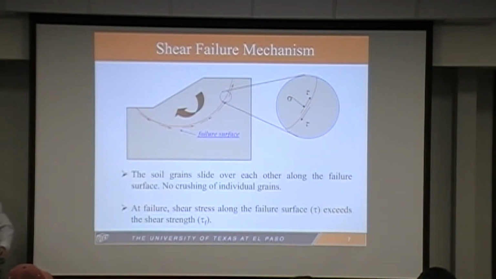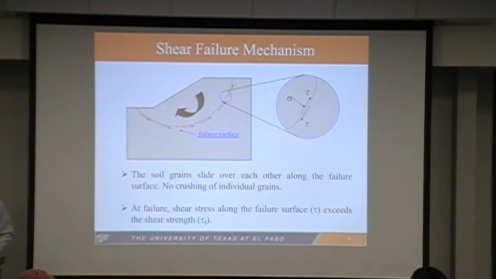All right, so let's quickly move forward with our failure surface and the general definitions. The soil grains slide over each other along the failure surface. No crushing of individual particles is assumed. So we are assuming that you don't see particle crushing here. Everything is associated with the sliding and movement of the particles past one another, or in very simple terms, jeopardizing the frictional forces. At failure, the shear stress along the failure surface, that would be the tau that we have, exceeds the shear strength of the soil.